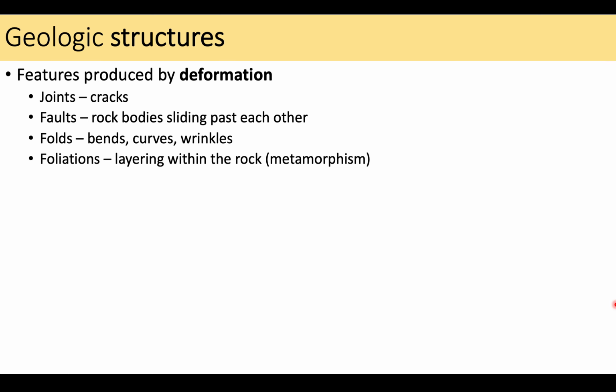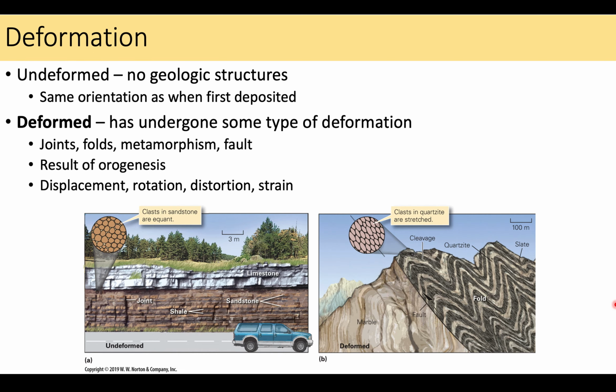So there's a lot of different structures that can be caused by types of deformation. So I'm going to go through examples of joints, faults, folds, and foliations. These are all caused by some sort of deformation. If a rock is deformed, that means it has undergone some type of deformation. Something has occurred to it since it was deposited. Undeformed rock means it has no geologic structures. It's in the same orientation, same spot as when it was first deposited. Nothing has happened. Deformed means it's undergone some sort of change.